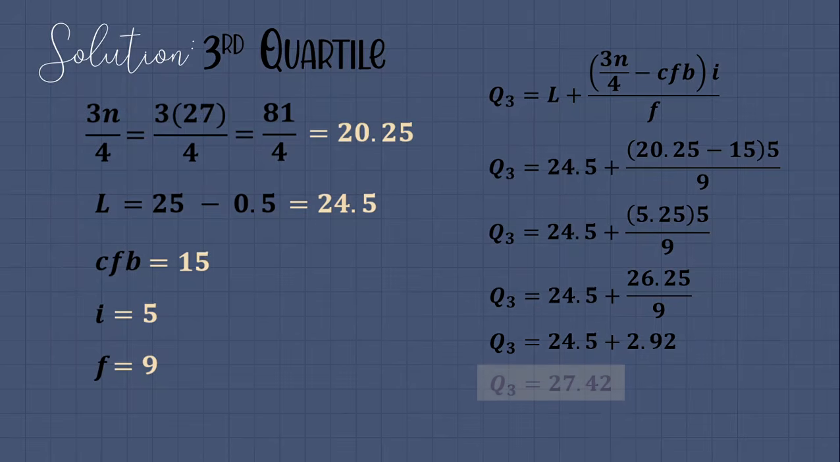Our Q sub 3 is equal to 27.42. Therefore, 75% of the class got a score below 27.42, and 25% of them got a score higher than 27.42. So that is for the third quartile of our given group data.